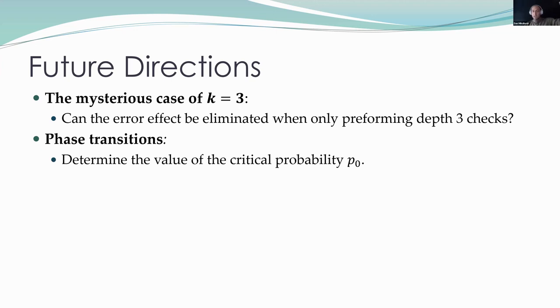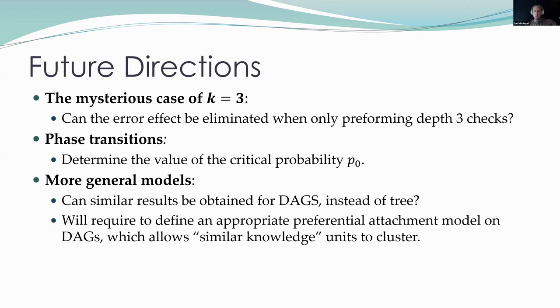Another thing which is interesting to find out is what is the exact value of P naught in the phase transition. What is the minimal amount of effort you need to invest in order to ensure that errors are completely eliminated? Our result is somewhat existential and we give bounds, but we do not know the exact value of P naught. And maybe a more general future direction is to consider more general models, as we discussed before. Instead of trees, maybe we can consider directed acyclic graphs, and this will require us to extend the preferential attachment model to directed acyclic graphs by also taking care of this clustering of knowledge. We want a new node to choose a subset of parents which share some similarity.